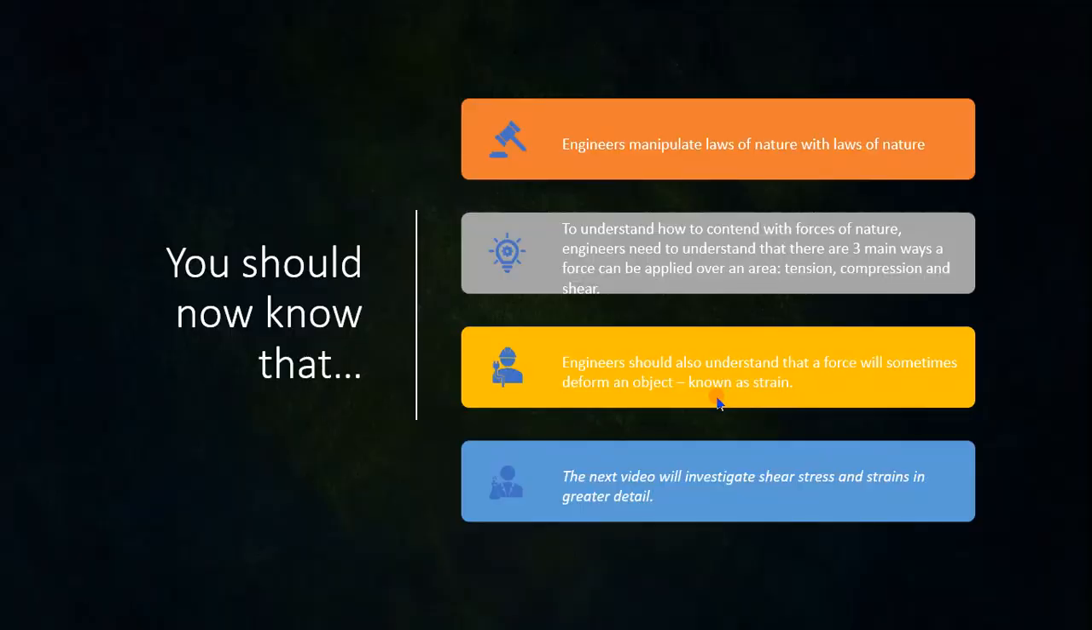So, now you should know that engineers manipulate laws of nature with laws of nature. To understand how to contend with forces of nature, engineers need to understand that there are three main ways a force can be applied over an area: tension, compression, and shear. Engineers should also understand that a force will sometimes deform an object, and this is known as strain. So the next video will investigate shear stresses and strains in greater detail.